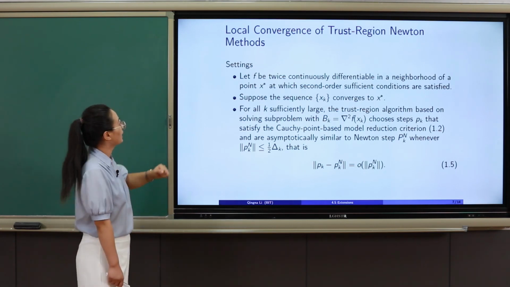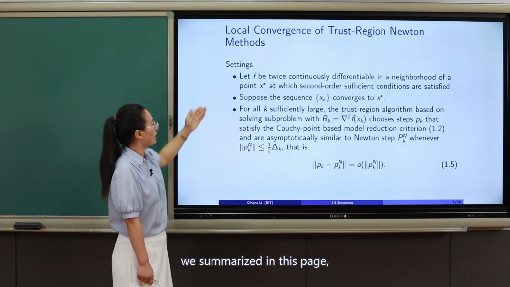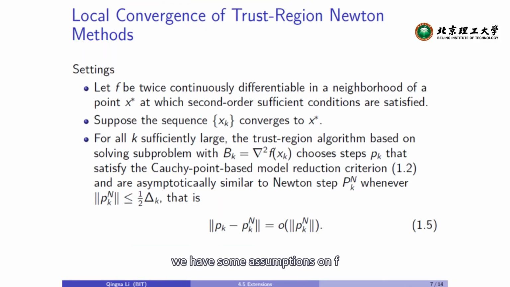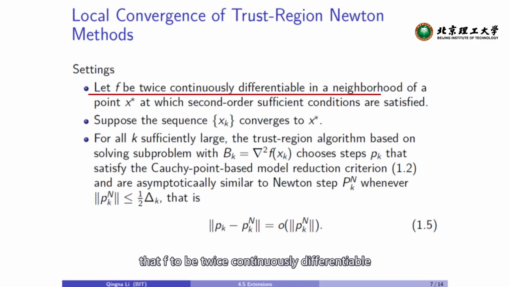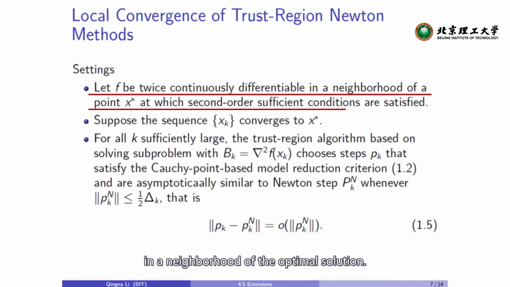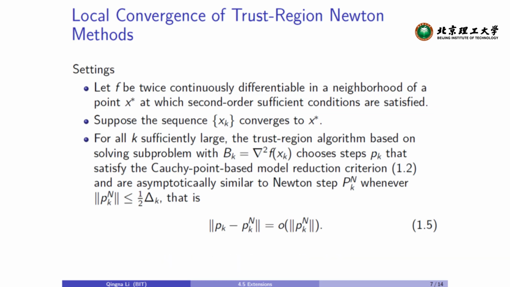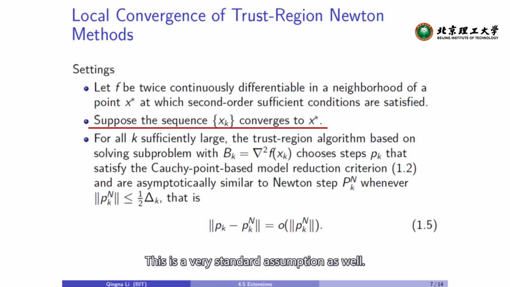Okay? So the settings we summarized in this page: we have some assumptions on f, that f is twice continuously differentiable in the neighborhood of the optimal solution. And at the optimal solution, we require that the second-order sufficient conditions are satisfied, which means that the gradient is 0 and the Hessian matrix is positive definite. And assume that the sequence converges to x star. This is a very standard assumption as well.